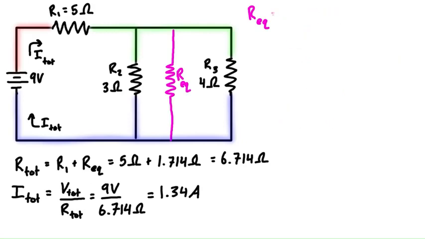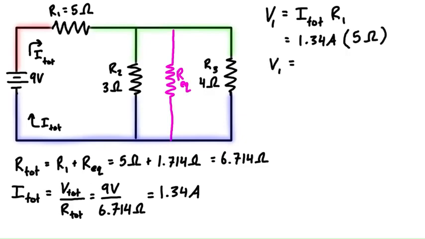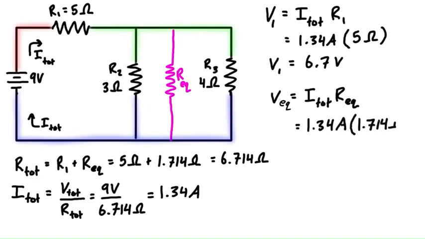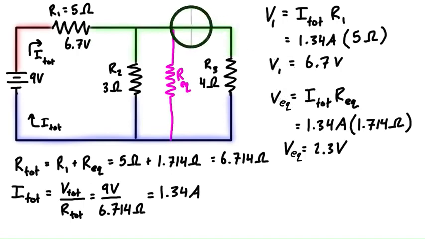And then we can apply Ohm's law one more time to find the voltage drop across resistor 1, which is 6.7 volts. And then again the voltage drop across the equivalent resistor, basically from the green node to the blue node, which is 2.3 volts. So the voltage drop from the red node to the green node is 6.7 volts. So let's write that on, 6.7 volts. And then the voltage drop from the green node to the blue node is 2.3 volts.